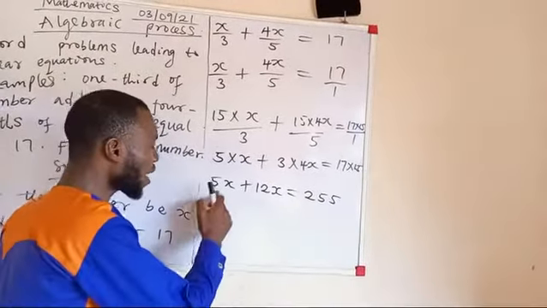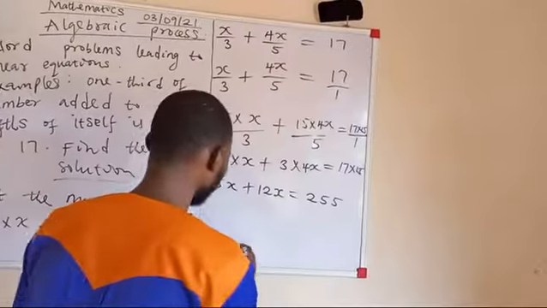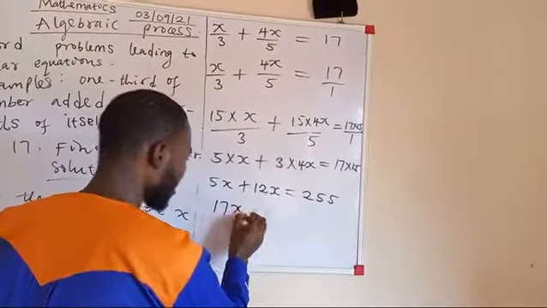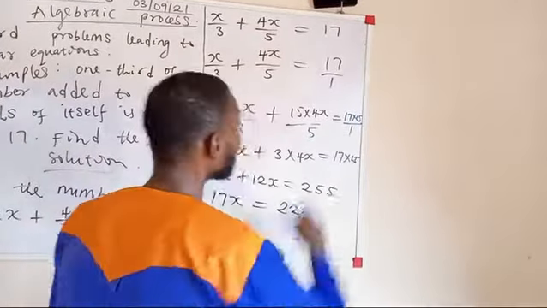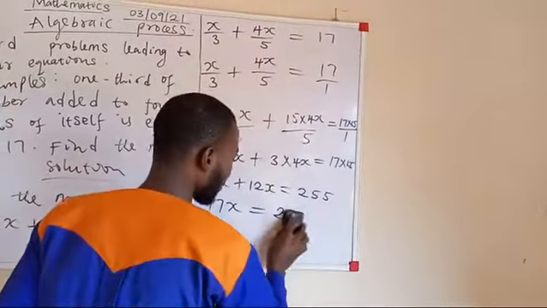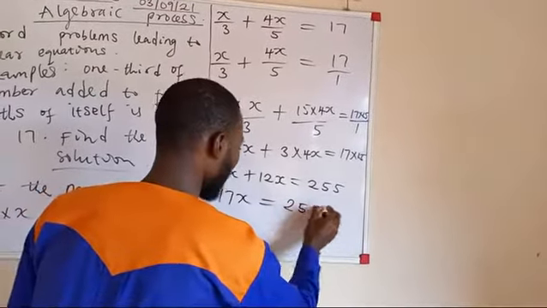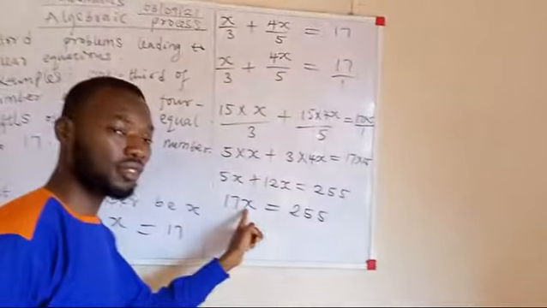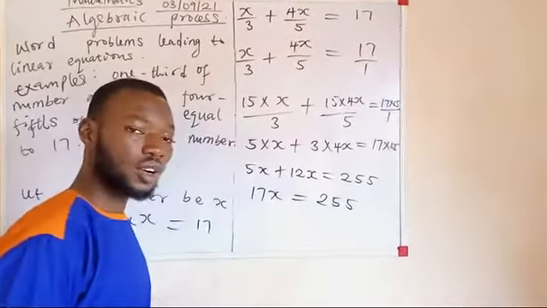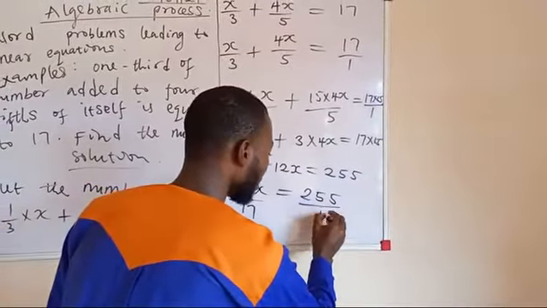So at this point, you have 5x plus 12x is going to give us 17x, which is now equal to 255. The next step is to divide both sides by the coefficient of x, which is 17, to get the correct value of x. We divide by 17.